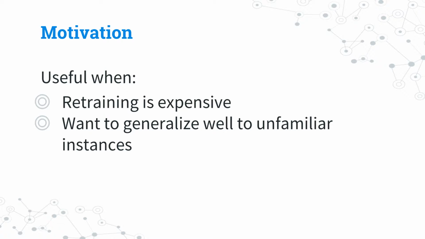Usually this is very useful when retraining is expensive, either because compute power is expensive or because you can't really find more examples of training data and you only have one example. So our goal is to generalize well to unfamiliar instances that are of a similar nature but are still unfamiliar.